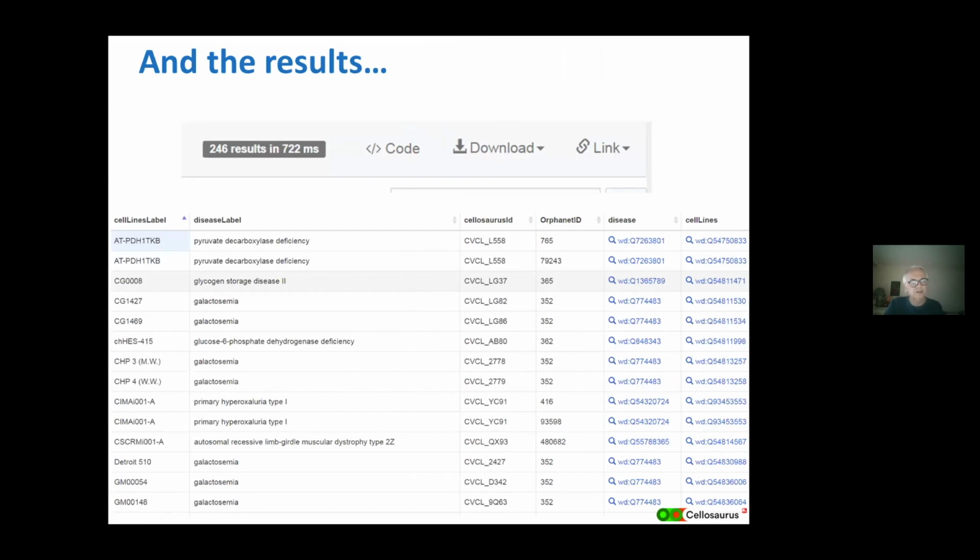And it will lead to future developments of having a semantic version of the Cellosaurus where you can do this internally from the Cellosaurus and not have to go to Wikidata.